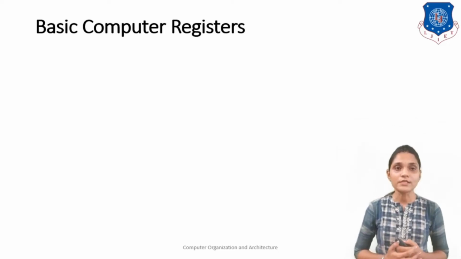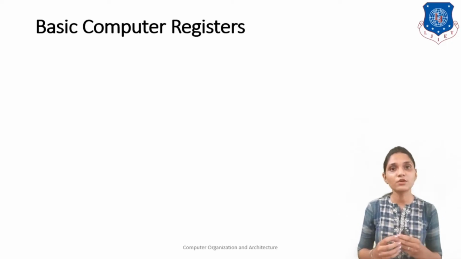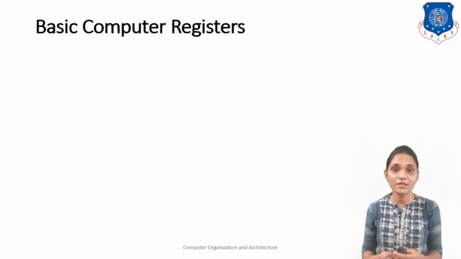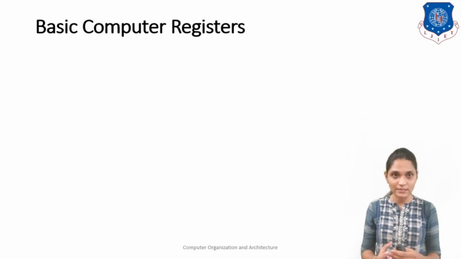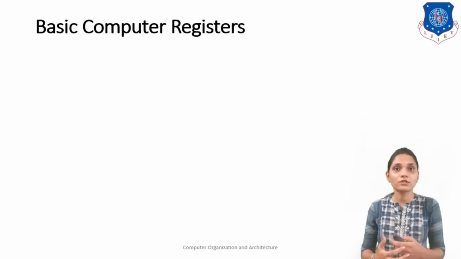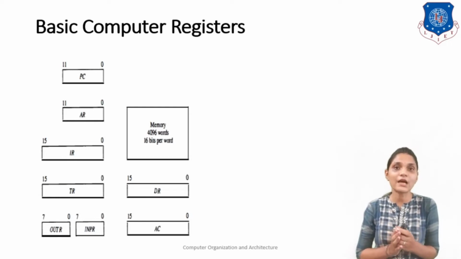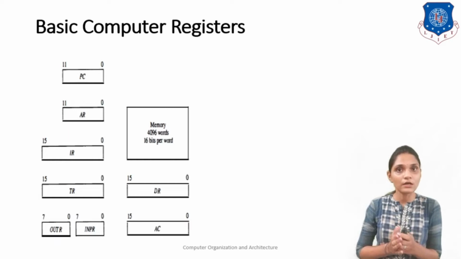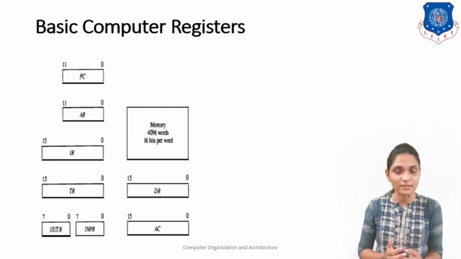Here we are going to design a simple basic computer system that will have some minimum requirements, a minimum number of registers, and will provide some basic functionalities. Let me start with what registers we are going to use. Here we will have a program counter of 12 bits. All of the register bits will start with the 0th position up to some number. 0 to 11 means it is a 12-bit register. 0 to 15 means it is a 16-bit register. 0 to 7 means it is an 8-bit register.